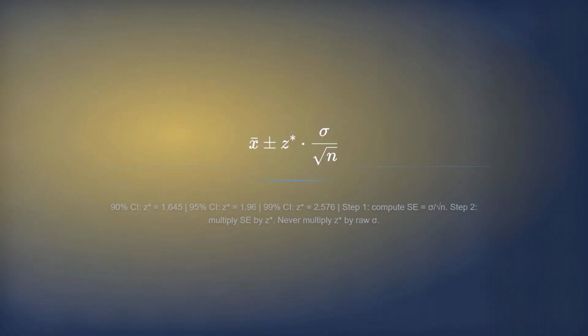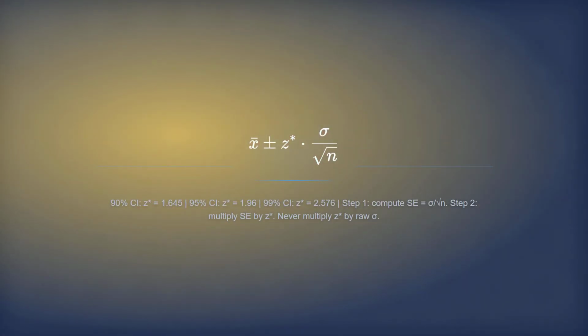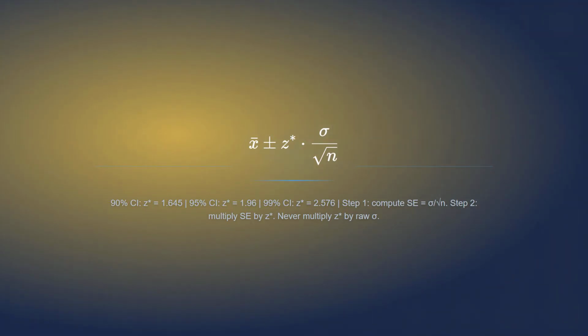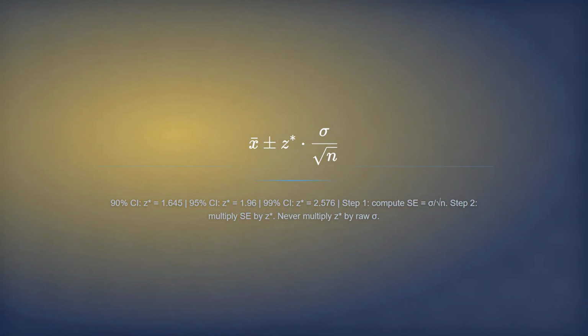The confidence interval formula. Point estimate plus or minus the critical value times the standard error. Written out, x bar plus or minus z star times sigma over root n. 3 components: the point estimate x bar, the center. The critical value z star, determined by your confidence level. The standard error, determined by your sample size and variability.